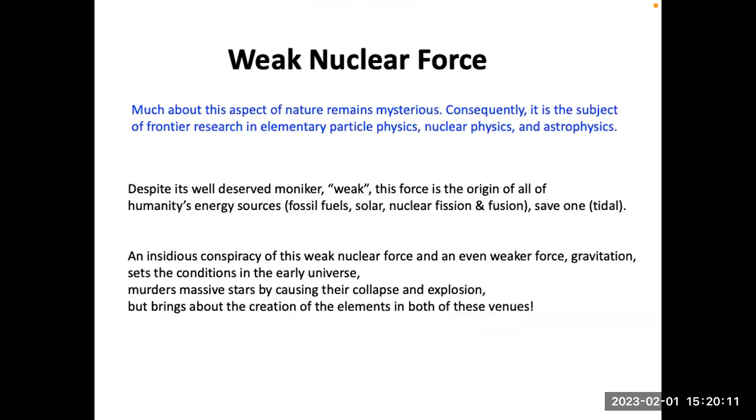So the weak nuclear force is absolutely key in stellar evolution. Much about this force remains mysterious. So it's the subject of a lot of frontier research in elementary particle physics and nuclear physics and astrophysics. Despite its well-deserved name, weak, this force is the origin of all of humanity's energy sources. This slide I put in there for Tom Murphy. If he's on here, eat this, Tom. Okay. Fossil fuels, solar, nuclear fission, nuclear fusion, all of this comes from the weak interaction.